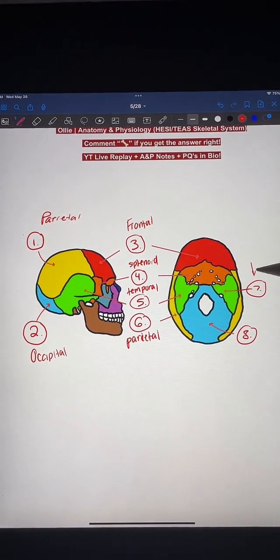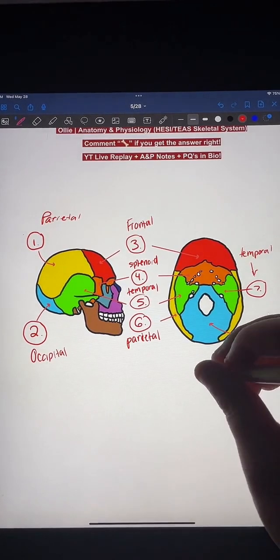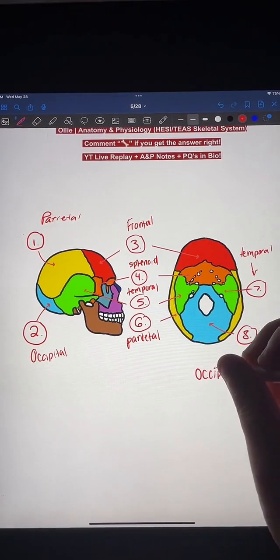Number 7. What is number 7? Last 2 here, guys. Last 2. Number 7 is temporal. Awesome. You guys are killing it. And then last one, number 8. Number 8 is our occipital. Awesome, guys.